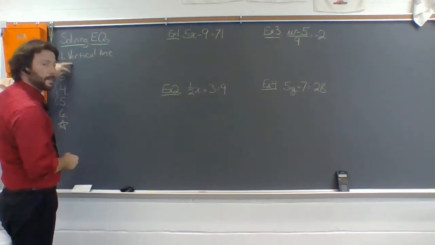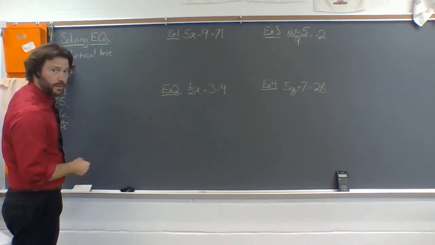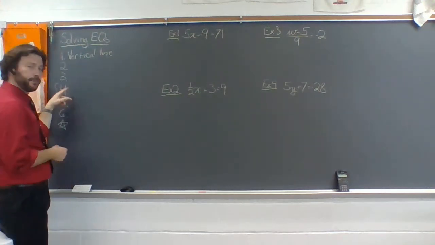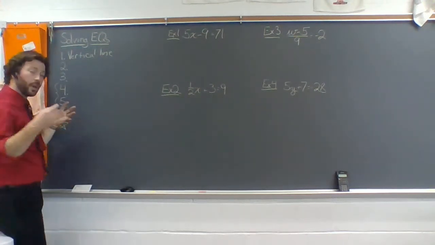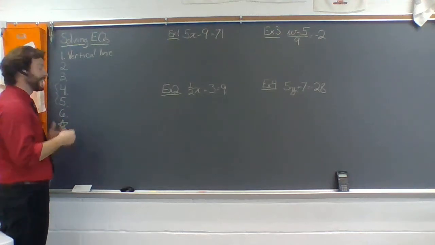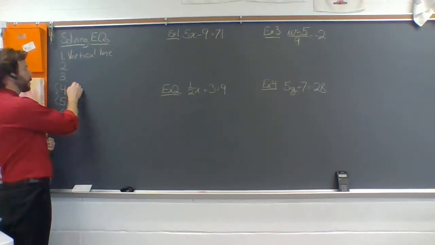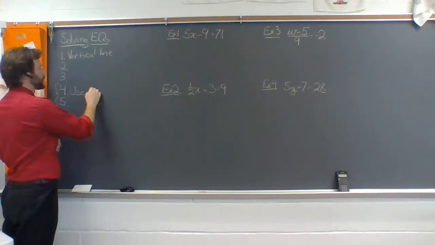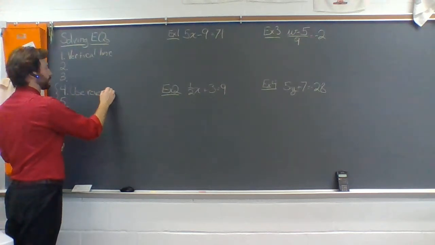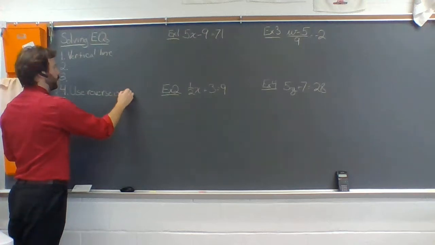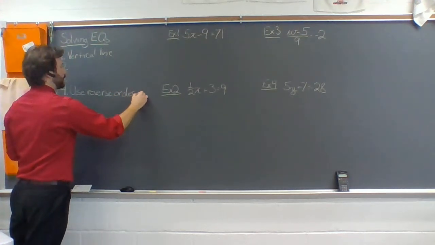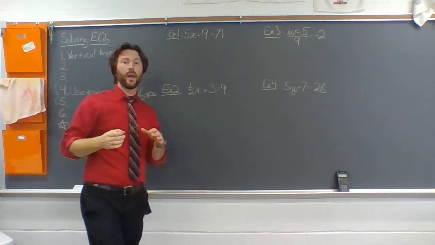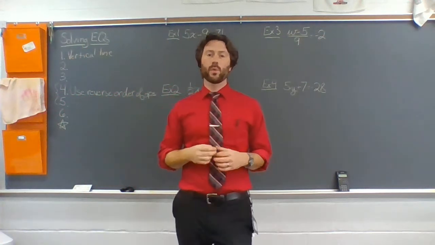Now, we're going to skip steps 2 and 3 right now. Steps 2 and 3 are for some slightly more complex equations. So we're going to come down here to 4 and 5. 4 and 5 actually go together. They're two things that we're going to do at the same time. First thing that we're going to look at is using the reverse order of operations. Okay, we're going to work backwards using reverse order of operations.